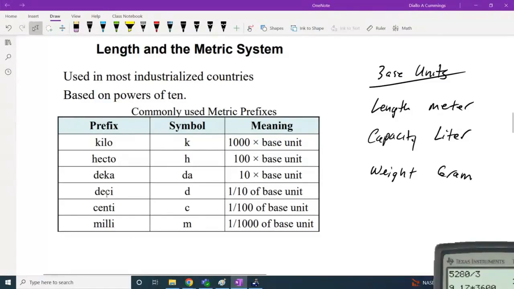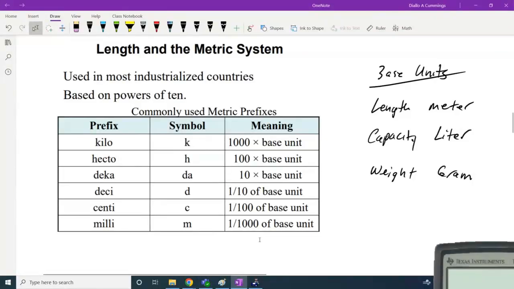Then we have deci, which is the decimal part. That's 1/10 or 0.1. We have centi, which is 1/100th. And we have milli, which is 1/1000th.